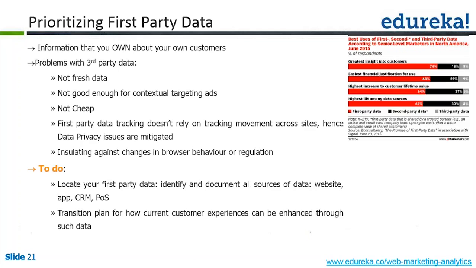So what do you need to do to ensure that you prioritize first-party data collection? First things first, identify and document all different sources of your first-party data. And in the next slide, I'm just going to talk about what those sources are. And the next is you need to be able to build a transition plan of how you would use the data to improve and enhance your customer experience.